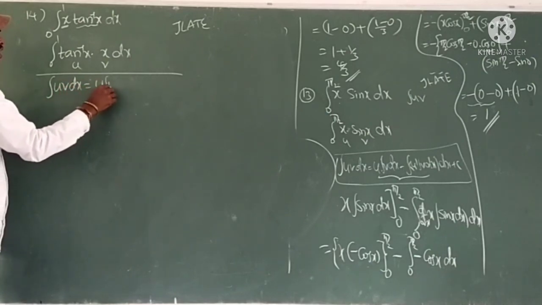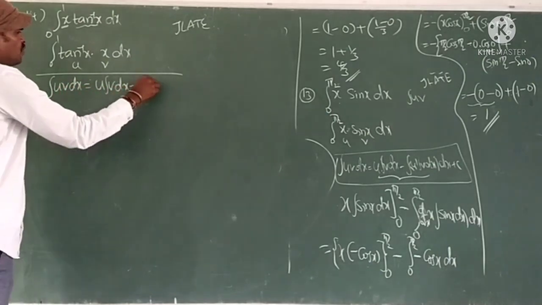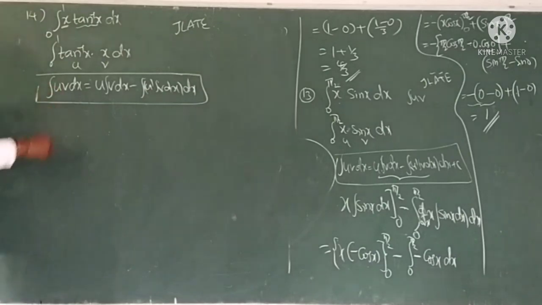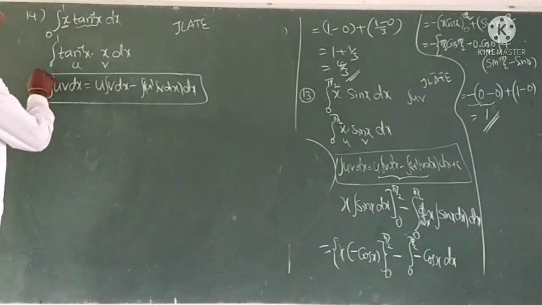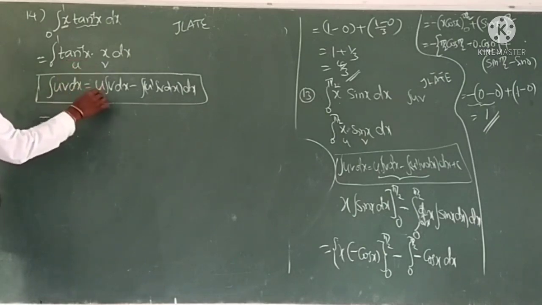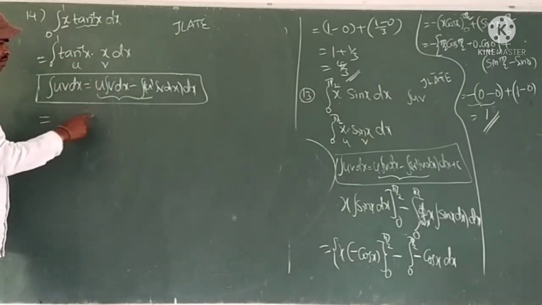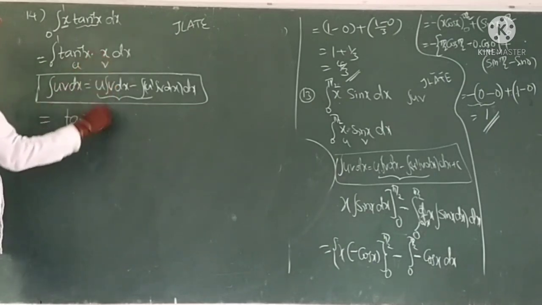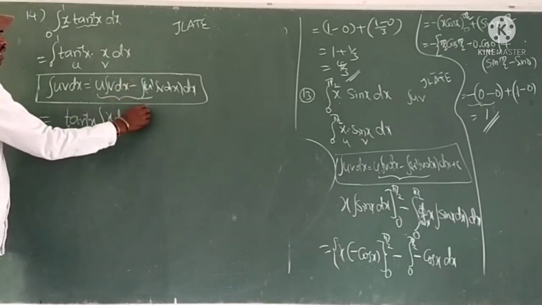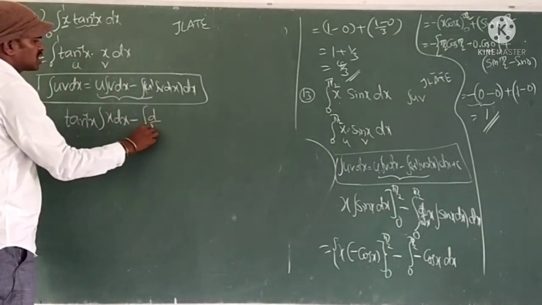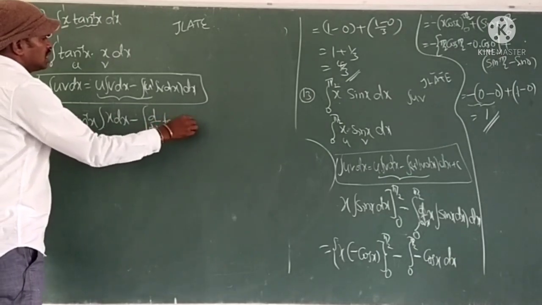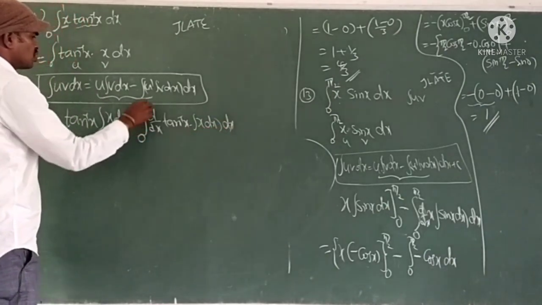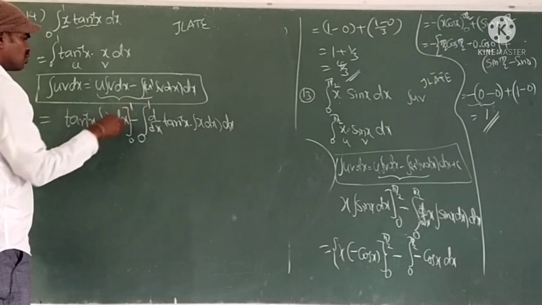That is u into integration of v dx minus integration of u dash integration v dx dx. In the integration chapter also we have learned this formula. Many times it is repeated. Here u means tan inverse x, then integration of v dx means integration of x dx, minus integration of u dash, the derivation of tan inverse x, into integration of v dx, that is integration of x dx, and whole dx. Here the intervals are 0 to 1 and here intervals 0 to 1.